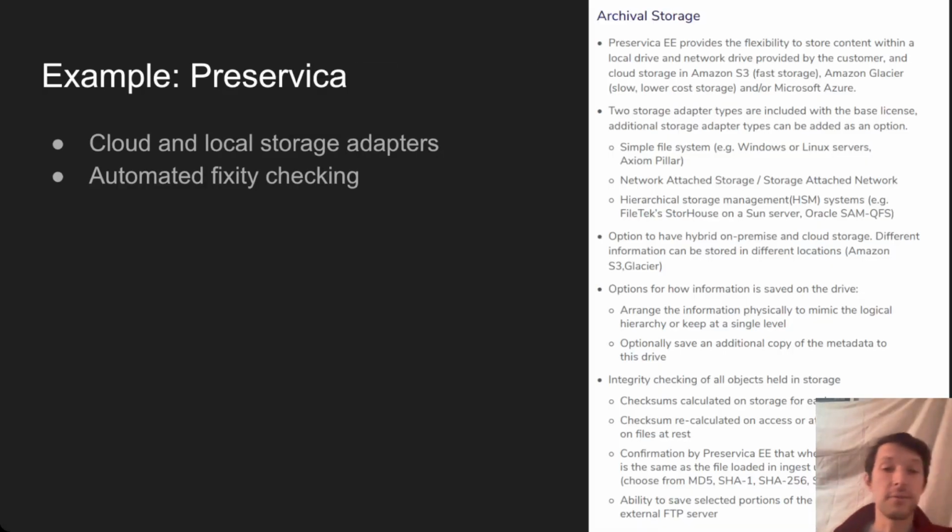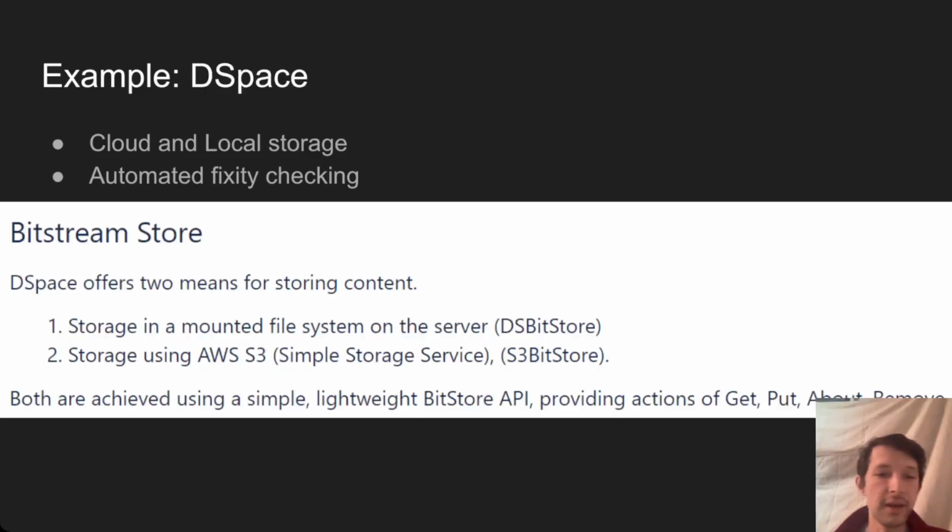Preservica. This is another piece of software that people use in part to manage their storage. Again, this has ways to write to cloud storage, local storage. It has automated fixity checking. It has hierarchical storage management. It has different ways to manage these very big, complex issues by putting into place software that allows you to run these processes. Similarly, another open source option, DSpace.